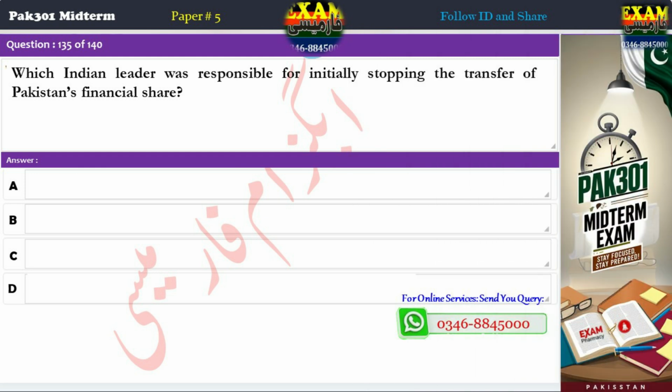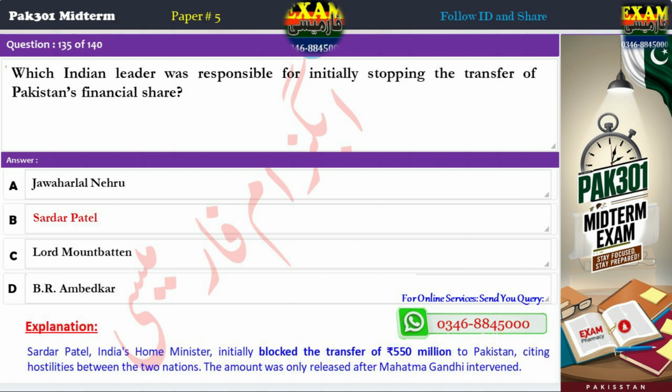Question 135. Which Indian leader was responsible for initially stopping the transfer of Pakistan's financial share? A. Jawaharlal Nehru. B. Sardar Patel. C. Lord Mountbatten. D. B.R. Ambedkar. Correct answer. B. Sardar Patel. Explanation. Sardar Patel, India's Home Minister, initially blocked the transfer of the 550 million to Pakistan, citing hostilities between the two nations. The amount was only released after Mahatma Gandhi intervened.